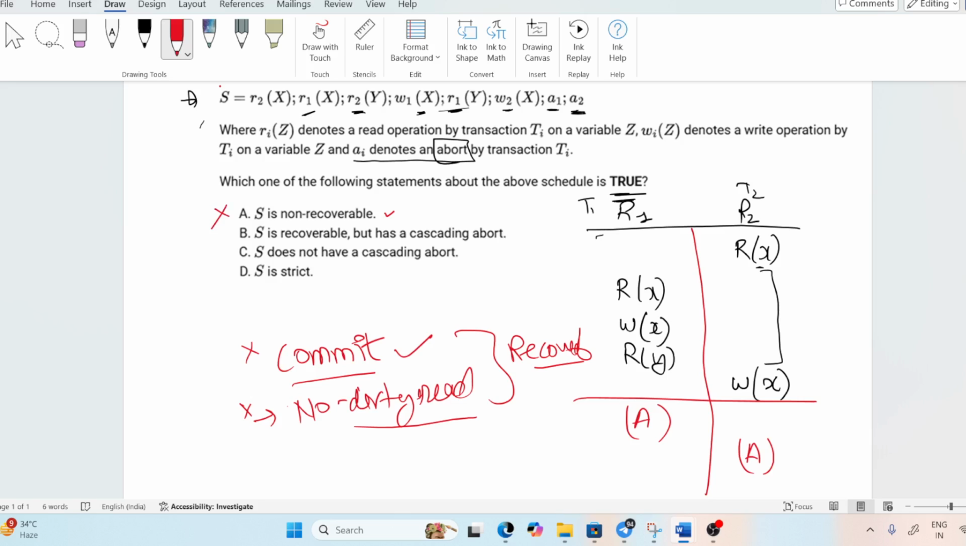Moving to another option: S is recoverable, but has a cascading abort. Now, what is the meaning of cascading abort? It means if one transaction fails, because of this T2 will also fail. It means you are depending on another transaction.